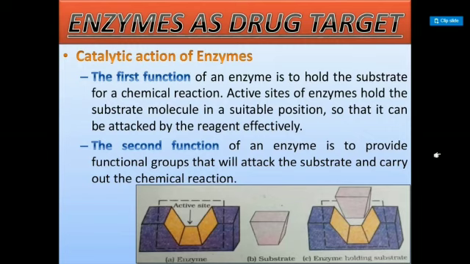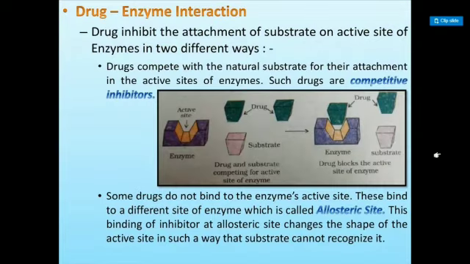the second function of an enzyme is to provide functional groups that will attack the substrate and carry out the chemical reaction. These enzymes provide functional groups which attract the substrate and carry out the chemical reaction. Then a chemical reaction proceeds there.